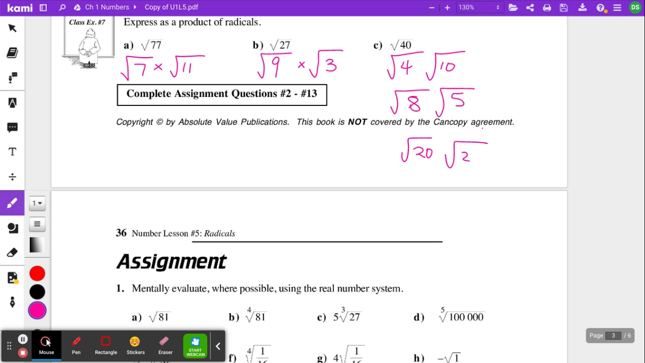Okay. What I'm going to do right now though is give you a quiz and then you're going to come back and finish this homework, okay? Make sure what we did today is not on your quiz.